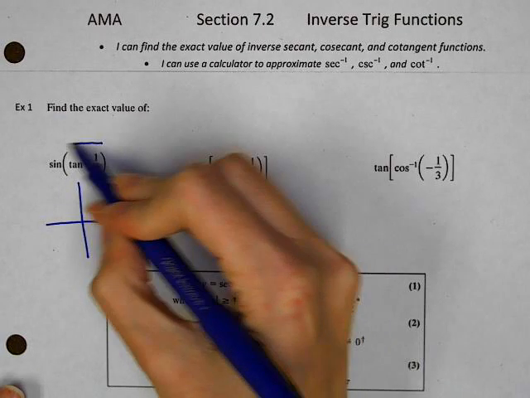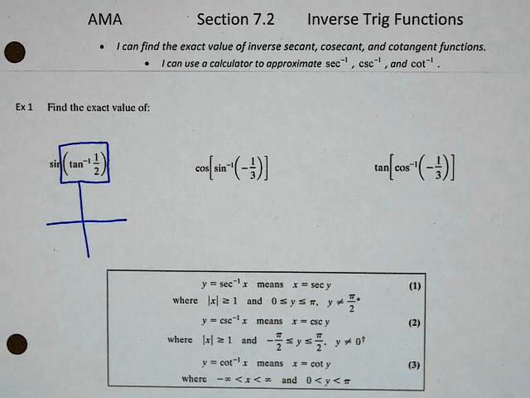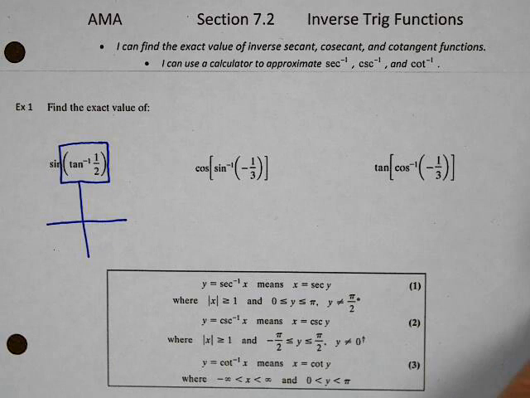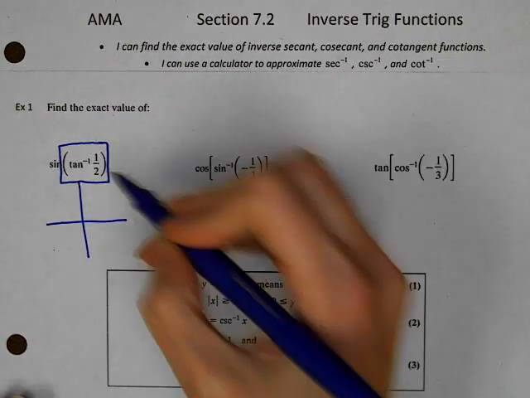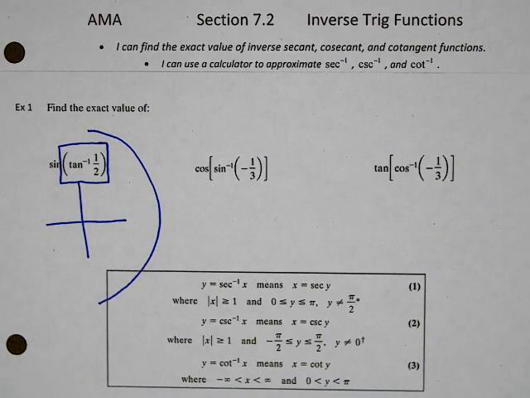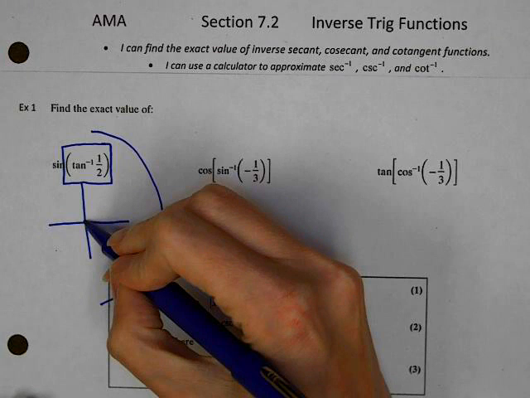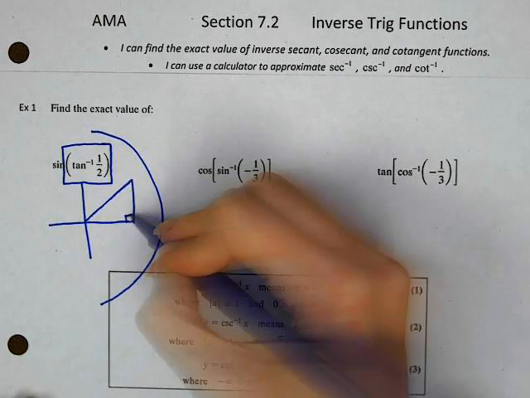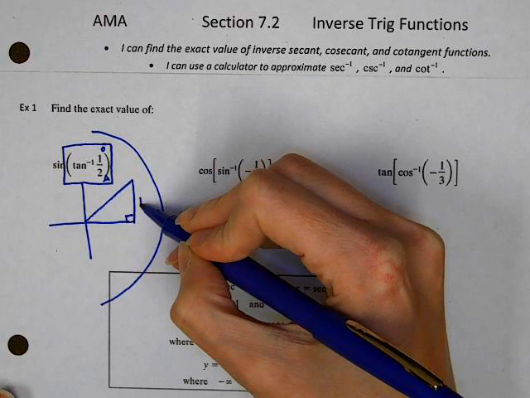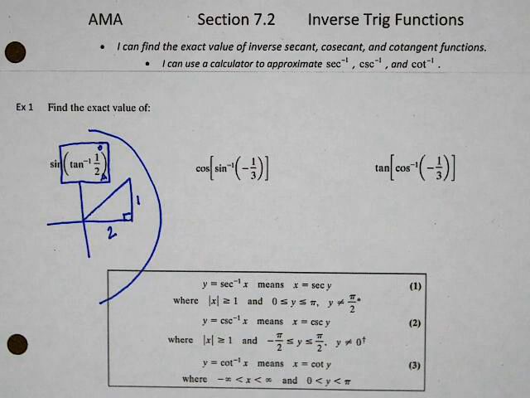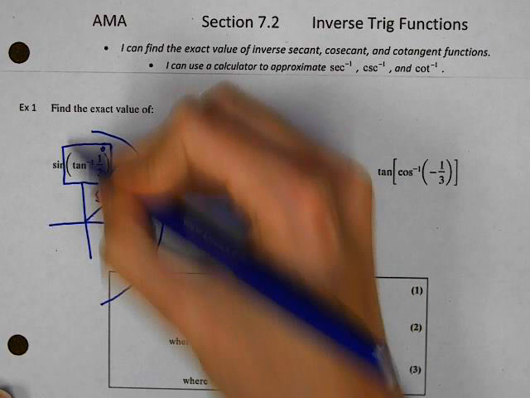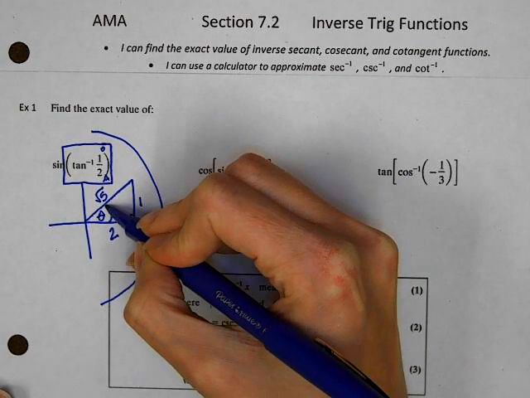So let's do the inside function first. Inverse tan of 1/2 means at what angle is tangent 1/2? And I know that inverse tan's domain is from negative to positive pi over 2. And since it's positive, I know that I'm going to draw my triangle in the first quadrant. Okay, so if tan is O over A, I know this is 1 and this is 2. And then Pythagorean theorem gets me root 5.